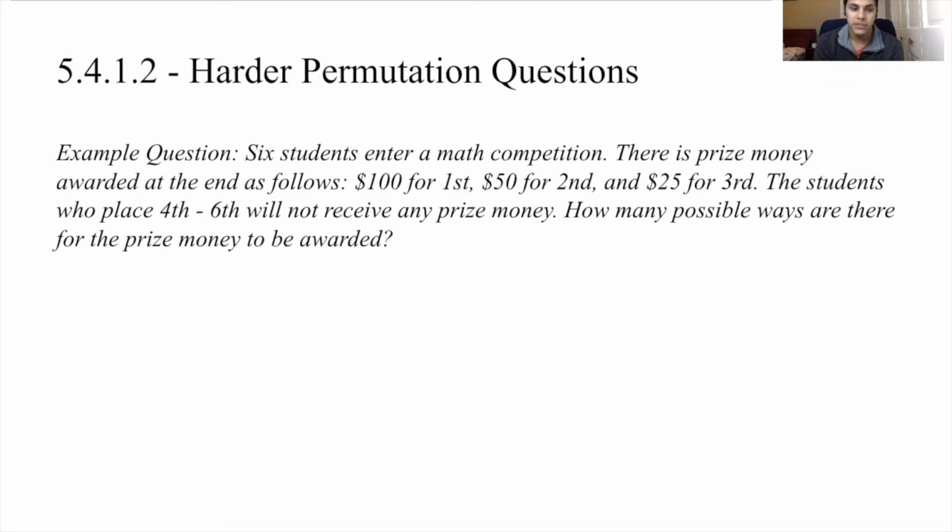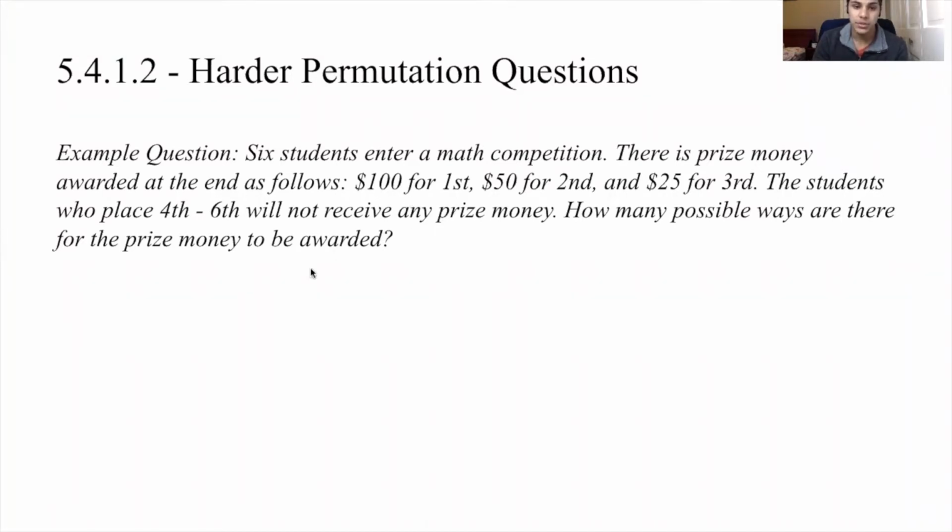The students who place 4th through 6th will not receive any prize money. How many possible ways are there for the prize money to be awarded? Now, the reason that this is a more difficult question is because we can't just do what we did last time. So, right, we have 6, and I'll show you why.